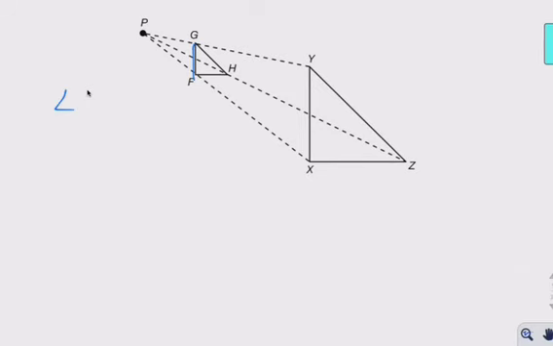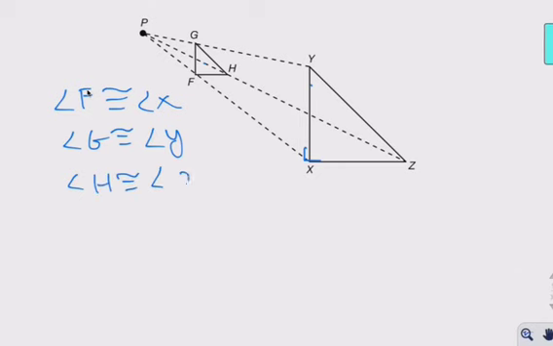For these two triangles to be similar, not congruent, but similar, one's big, one's small. The angles all have to be the same, or congruent. The corresponding angle F is congruent to its corresponding angle X. Angle G is congruent to its corresponding angle Y. Angle H is congruent to its corresponding angle Z.